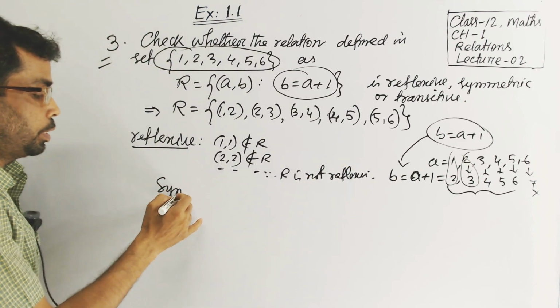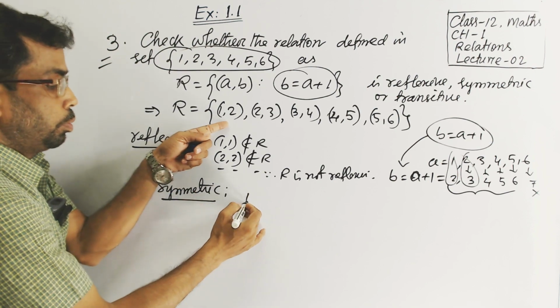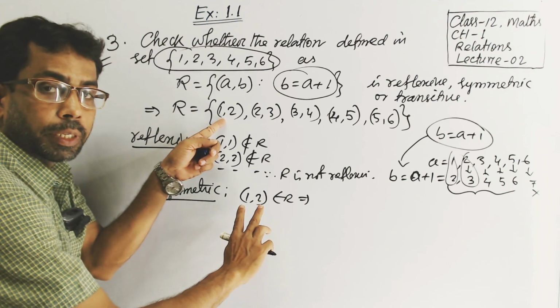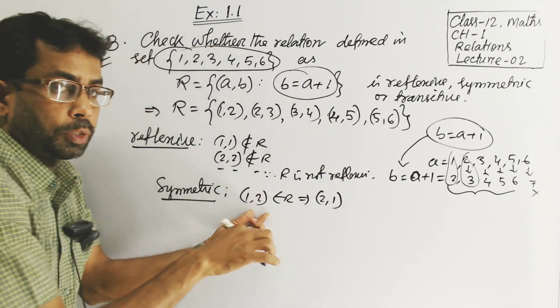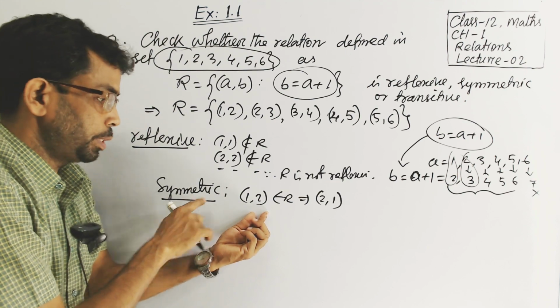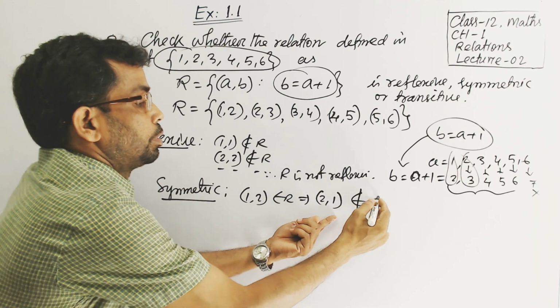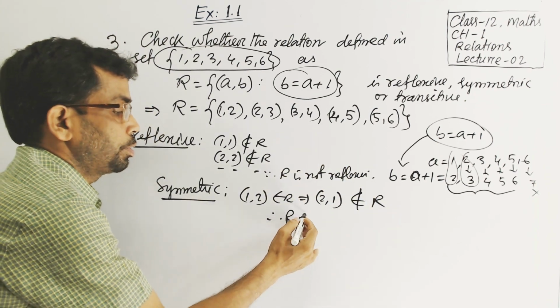For symmetric, we can take the pair (1, 2), which is in the relation. If we make the pair by reversing the order of elements, that means (2, 1), it must be there in the relation according to the definition of symmetric. But the reversed pair is not there in the relation, and therefore the relation is not symmetric.